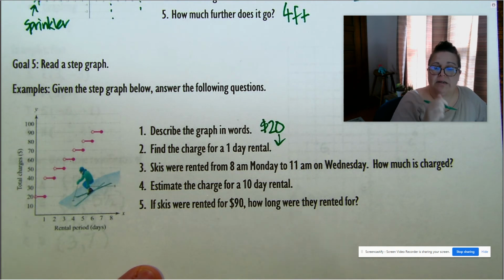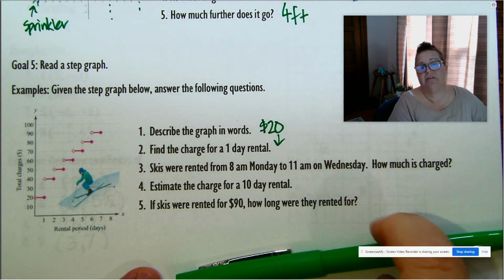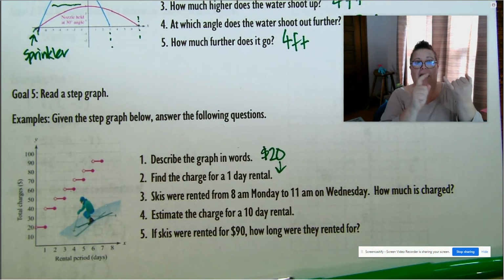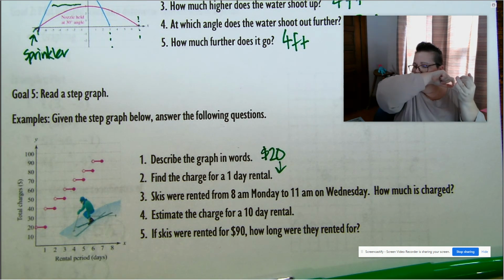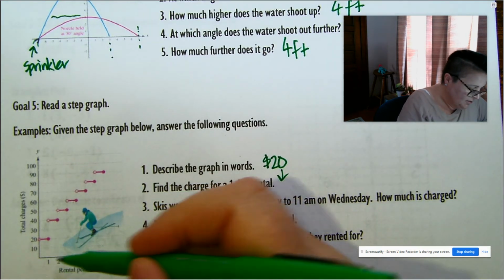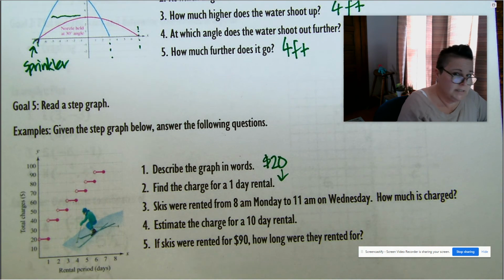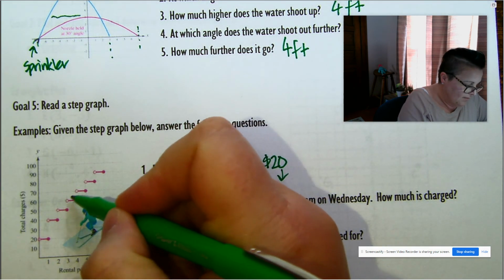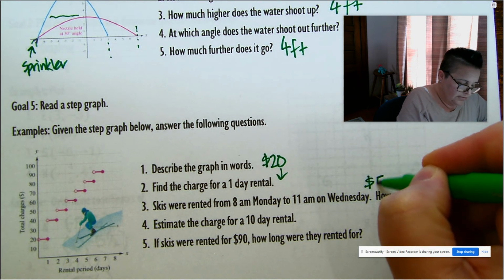Okay, so skis are rented from 8 a.m. on a Monday to 11 a.m. on a Wednesday. How much are they charged? They have the skis for all of Monday. They have the skis for all of Tuesday. And then they have the skis for part of Wednesday. So they have them for 2 full days plus some. That means they're going to get charged for 3 days. The first day is 20, second day is 40, but then on the third day, they are getting charged the extra amount. So they're getting charged $50.